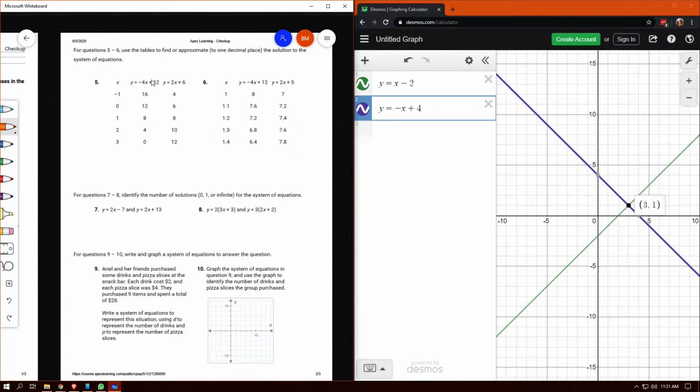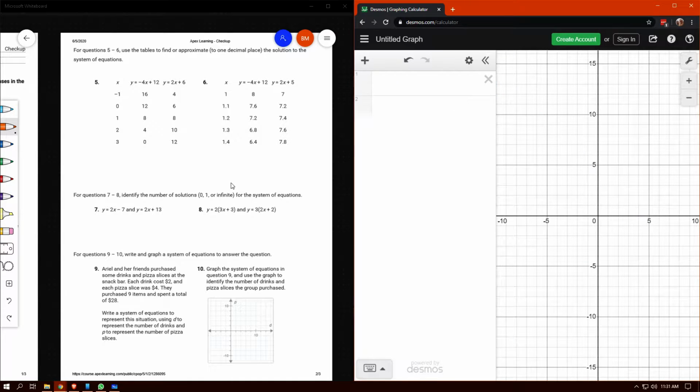All right. Now I'm going to skip 5 and 6. I'm going to come back to them, but I'm going to skip them for now. I'm going to go to 7 and 8. Identify the number of solutions, 0, 1, or infinite, for the systems of equations. Since we're talking about graphing, I'm going to use graphs. We could do this algebraically, but I'm going to go ahead and do graphs.